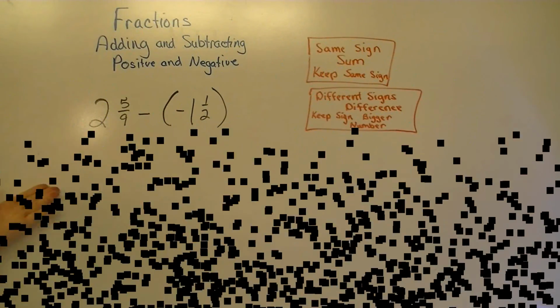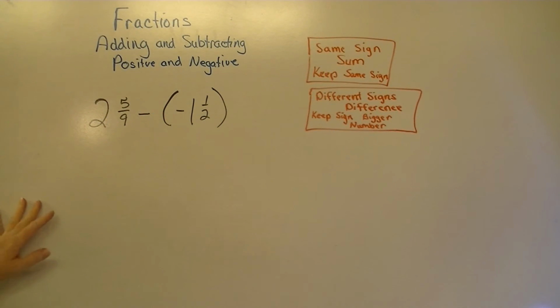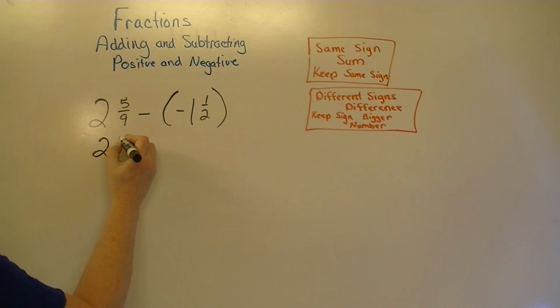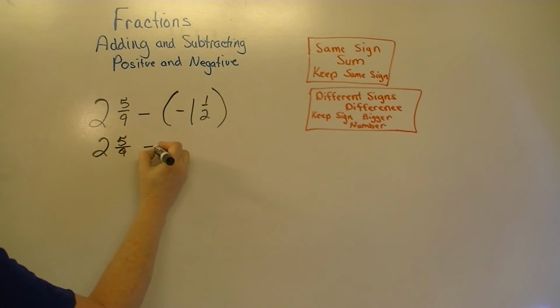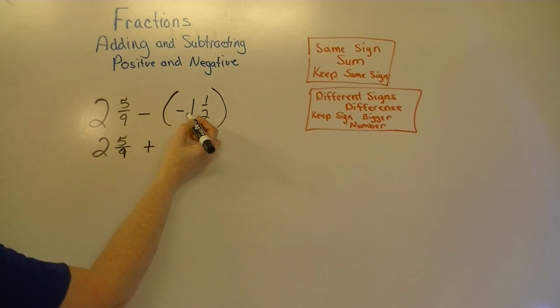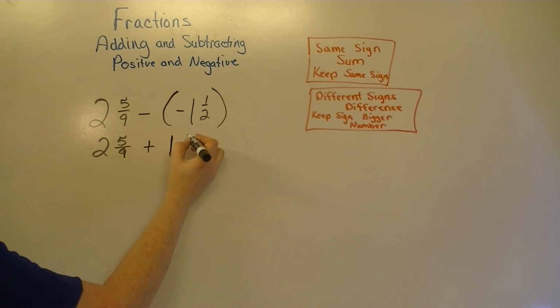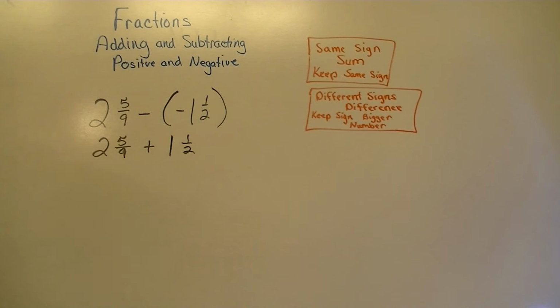All right, the first thing we have to do is decide, are they positive or negative? Well, this one's positive, that's obvious. And a minus minus always makes a plus. So let's rewrite that with the plus. A minus minus makes a plus. So now they're both positive, so you would actually add these two fractions. I'm not going to do that. I think that you can figure out how to do that, but I want you to see the minus minus.